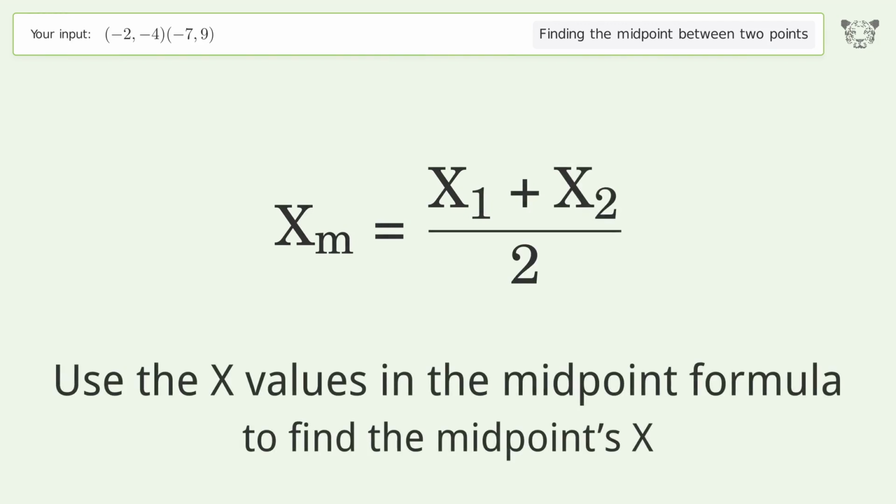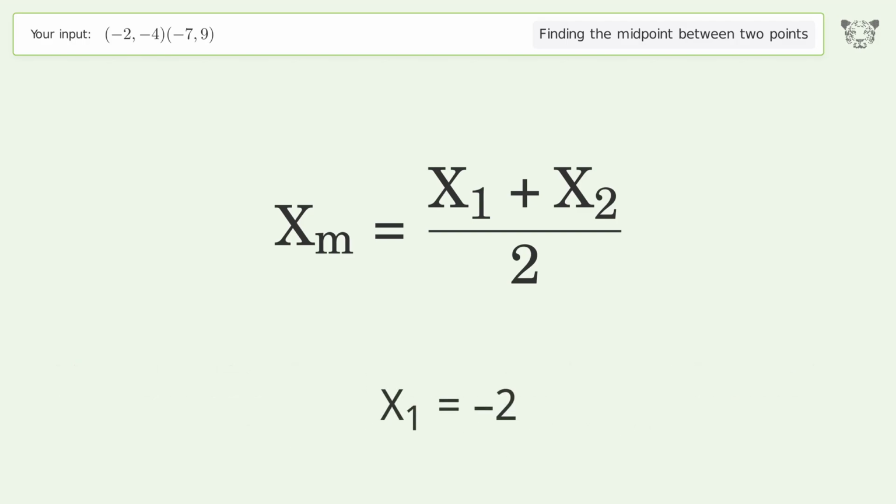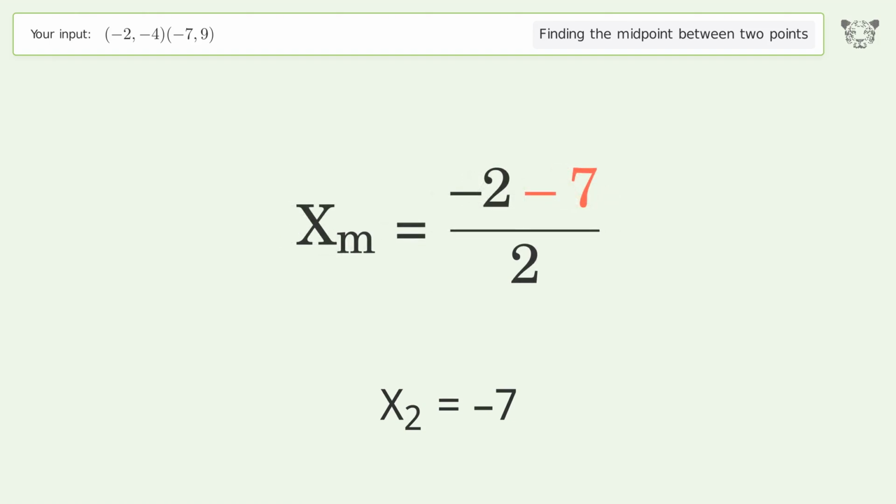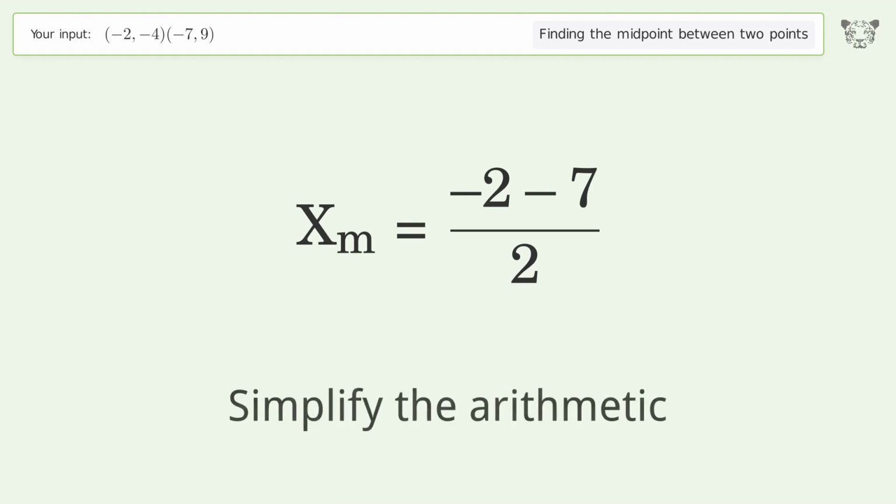Use the x values in the midpoint formula to find the midpoint's x. x1 equals negative 2. x2 equals negative 7. Simplify the arithmetic.